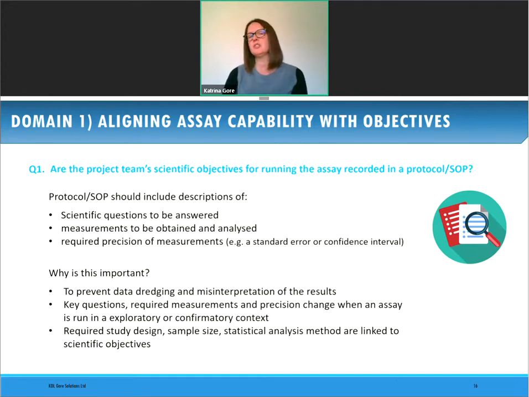Those key questions, required measurements and precision may change when an assay is run in an exploratory format or a confirmatory context. You might run different sample sizes in those two types of contexts. There might be other changes that you make, and it's good to have that written down and to have understood that there needs to be a change between the two formats. Also, your required design, your sample size and your analysis method are all linked to those scientific objectives.